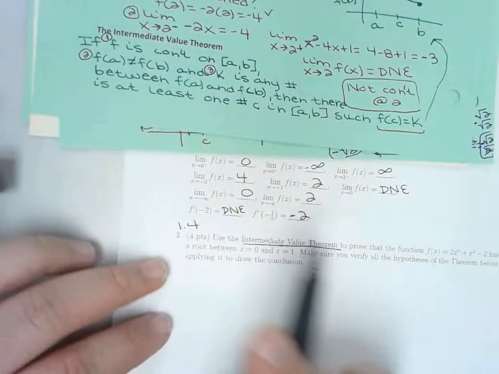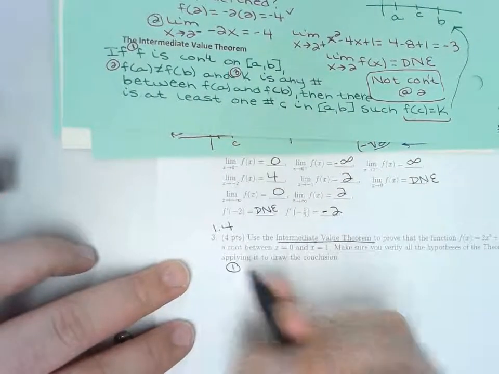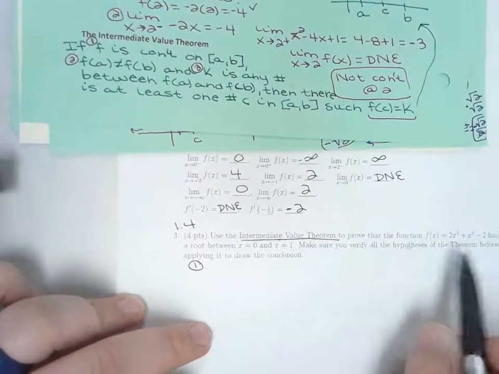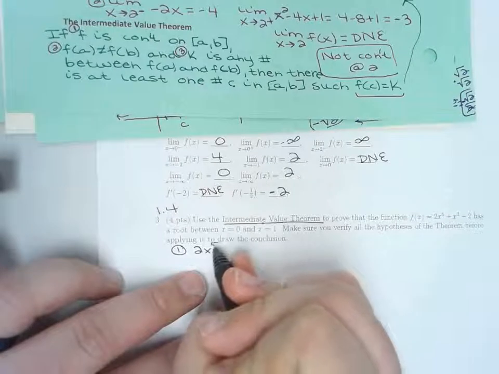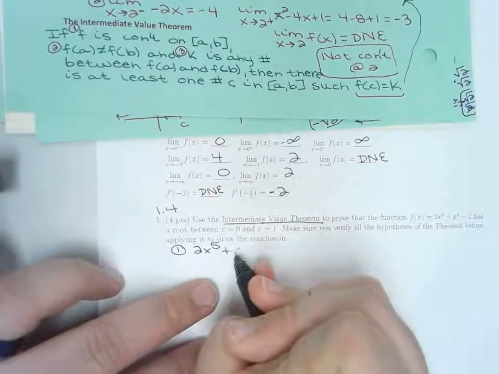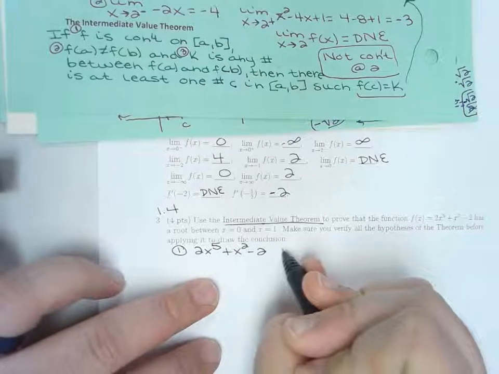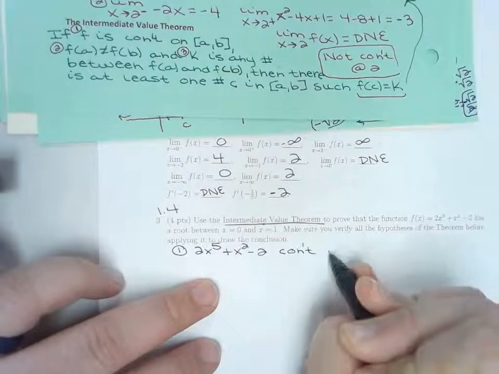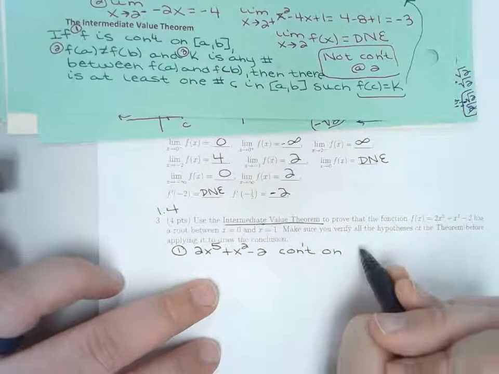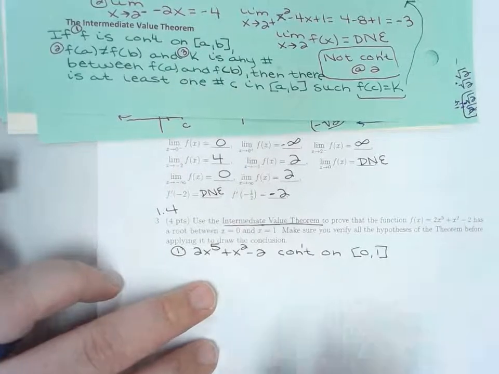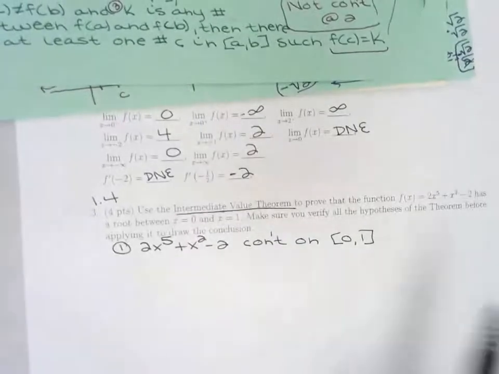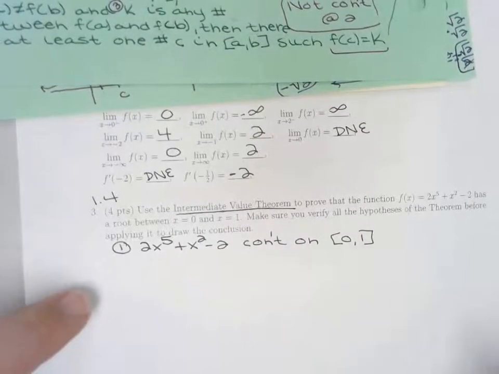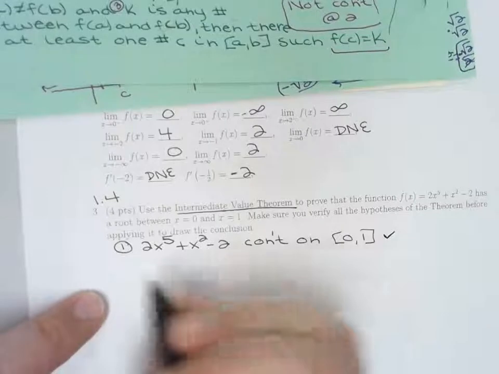Okay, so the first thing the intermediate value theorem says is f is continuous on [a, b]. So is the function 2x to the fifth plus x squared minus 2 continuous on the closed interval between 0 and 1? Yes, the function is continuous. It's a polynomial, and polynomials are continuous everywhere, so we are good to go with that.